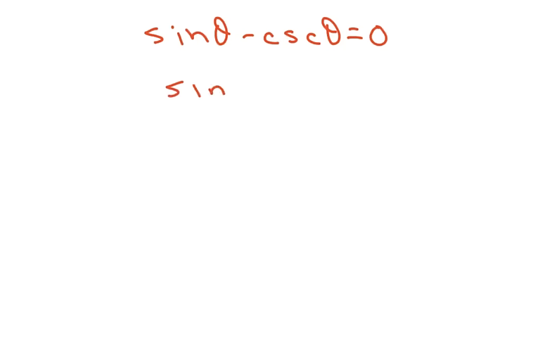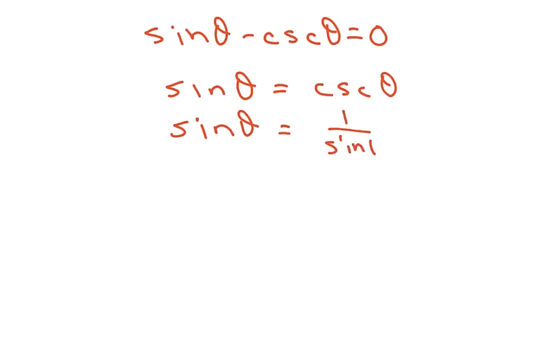And the last one we have is sine of theta minus cosecant of theta equals 0. I'm going to go ahead and move the cosecant over to the right side and then write it as a ratio in terms of sine. Now I'm going to cross multiply. I get sine squared of theta equals 1.